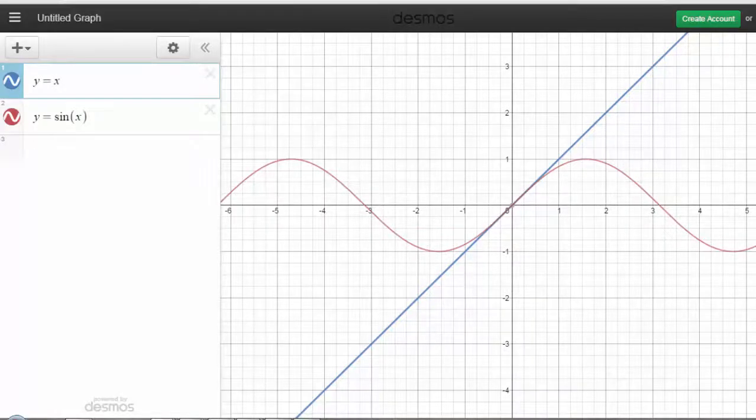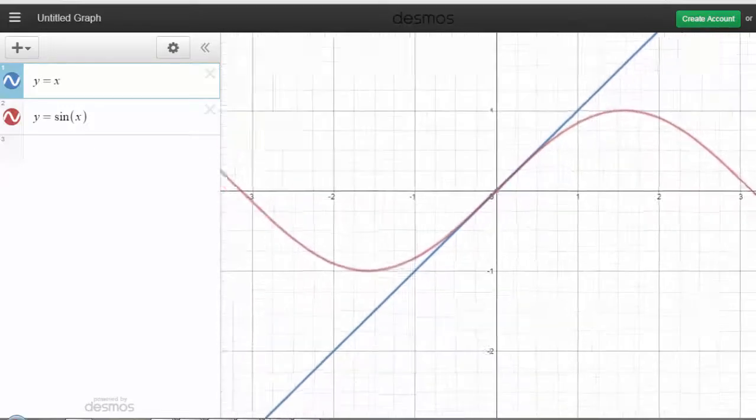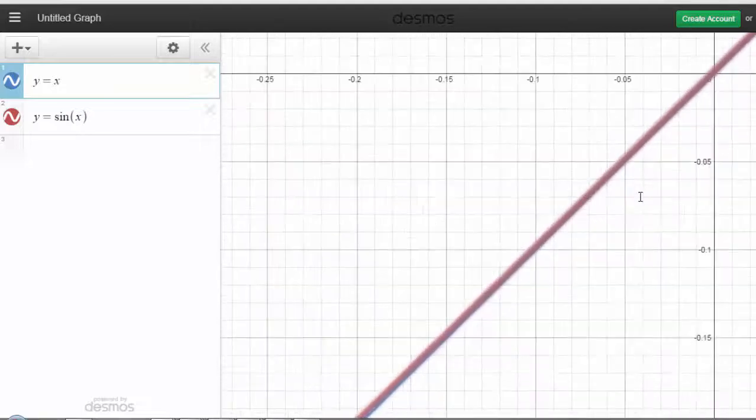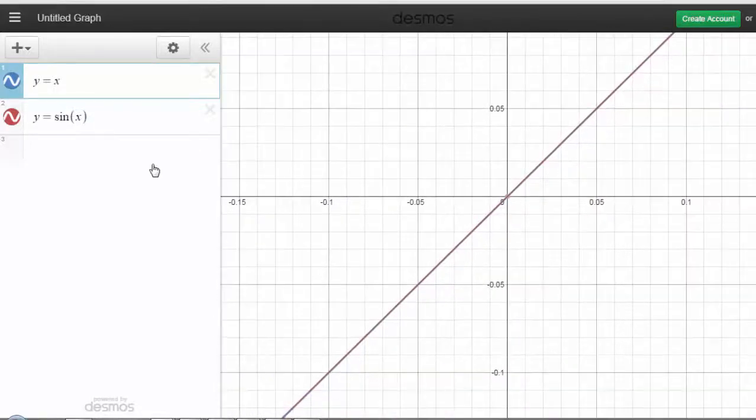If we look at the two pieces of sine x over x as separate functions, here I've got sine x in red and y equals x in blue. Pretty different functions, but I want you to notice that where we're interested in finding the limit, which is really close to 0, if we zoom in very close to 0, the functions are virtually indistinguishable. Which one is that one? Which one is this one? They both look like y equals x.